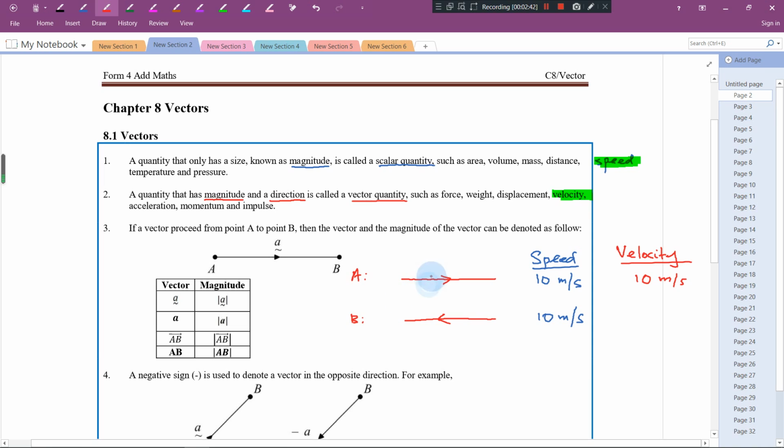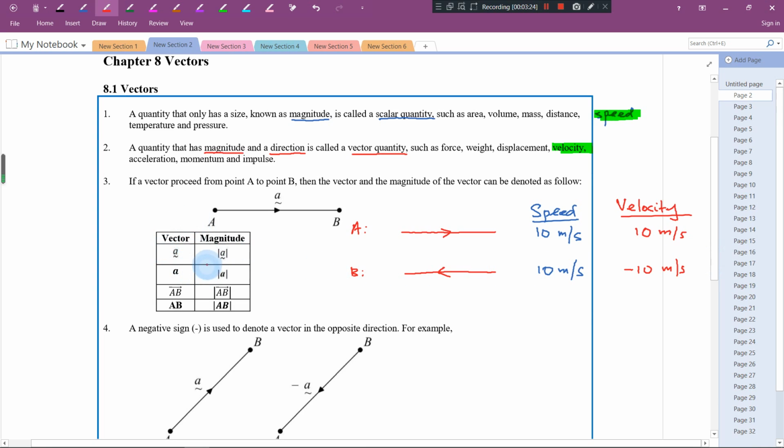So now, they move in the same speed, right? 10 meters per second, but different directions. Particle A move from left to right, moving to the right hand side, and particle B moving to the left hand side, opposite direction. So the velocity is no longer 10 meters per second, but we have to add a negative sign to indicate that they are in opposite directions. Okay, so these are differences between speed and velocity. Speed is a scalar quantity, velocity is a vector quantity.